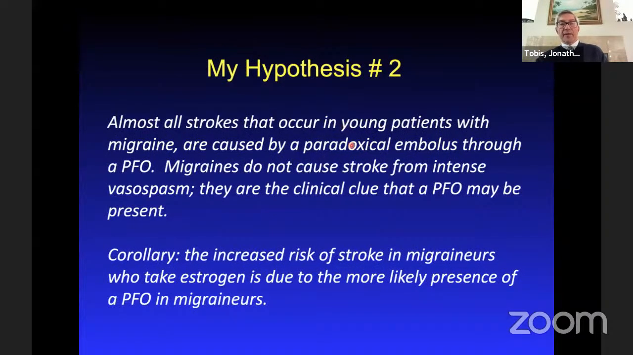So I think I talked about this before, but in those people with migraine, stroke is due to a paradoxical embolism through a PFO and not intense vasospasm, as the previous theories taught. And the presence of migraines with aura tells you that it's likely clinically that they have a PFO. So then you look for the PFO.